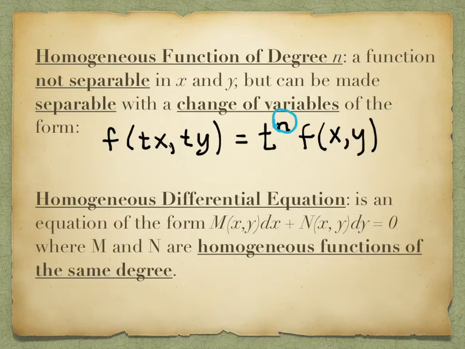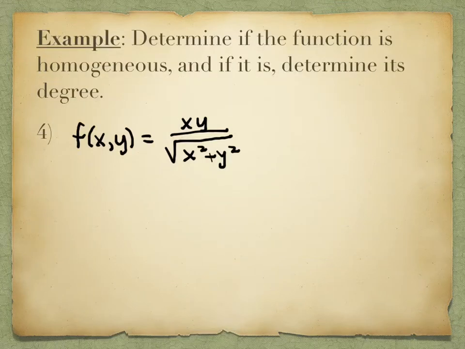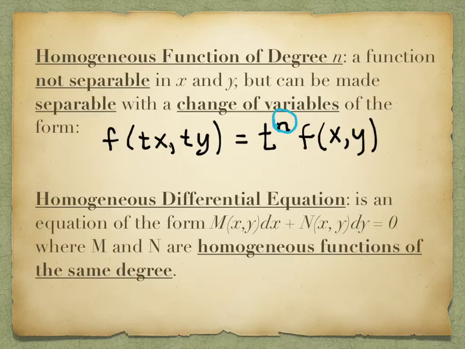And all of that just sounds like a bunch of words. So let's do one so you can see what it means to do this, okay? All right, so we have a function f of xy, and all we're asked to do here is the first part of this last slide. The first part of this last slide talks about whether or not this is a homogeneous function and what degree it is. So this one says, determine if the function is homogeneous, and if it is, determine its degree. So this is not a homogeneous differential equation. We're just talking about a homogeneous function on this one, okay?